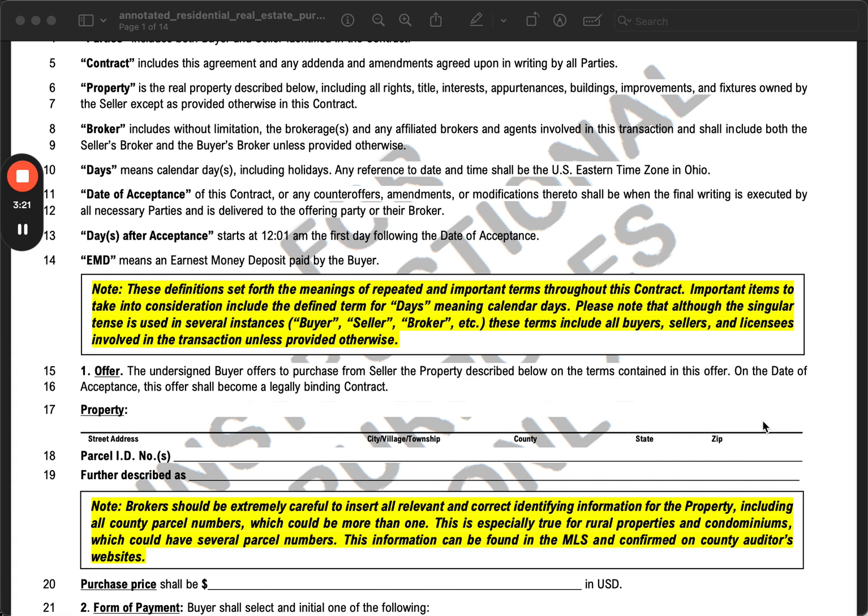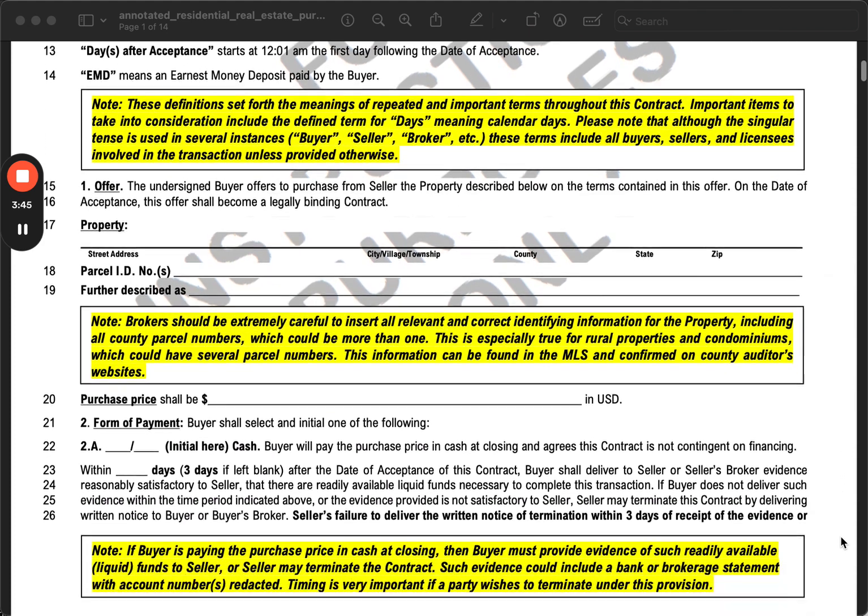Line number 15, offer. The undersigned buyer offers to purchase from the seller the property described below on the terms contained in this offer. On the date of acceptance, this offer shall become a legally binding contract. Line 17, the property. This is where you'll write in the street address, city, village, or township, county, state, and zip code. Line 18 is where you will fill in the parcel ID number or numbers. And 19 gives you the opportunity for further described as. That is not a mandatory line.